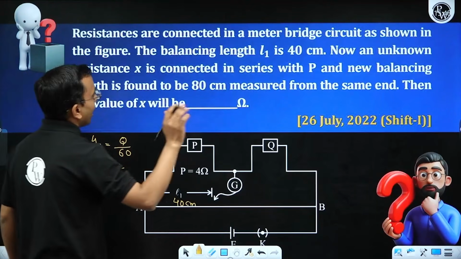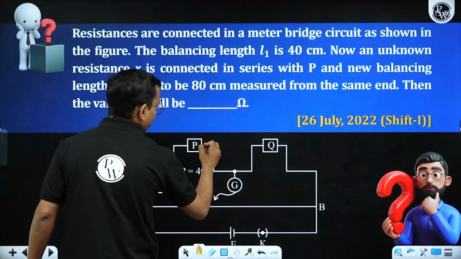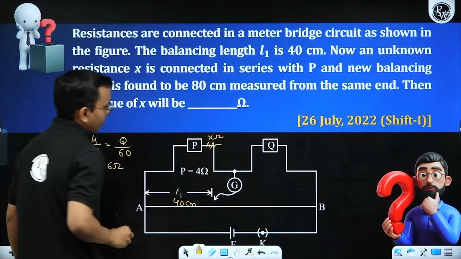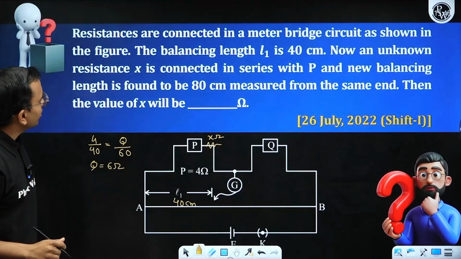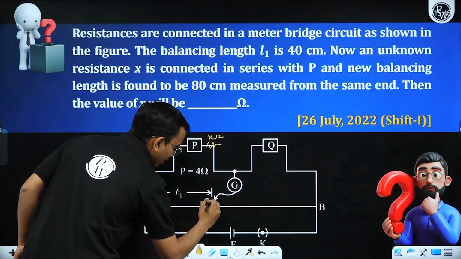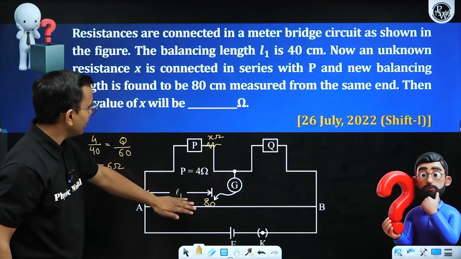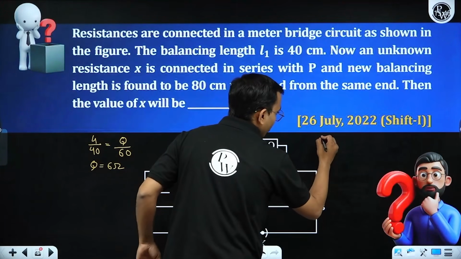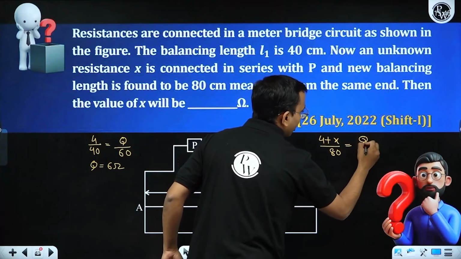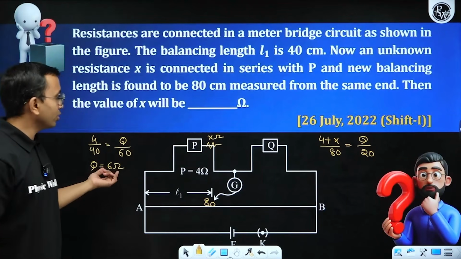Now case 2, I connected a resistance X in series with P. This is X ohm. Now the new length that we are getting is 80. Then I will say, P plus X by 80, P is 4, so 4 plus X by 80 is equal to Q divided by 100 minus 80, that is 20.